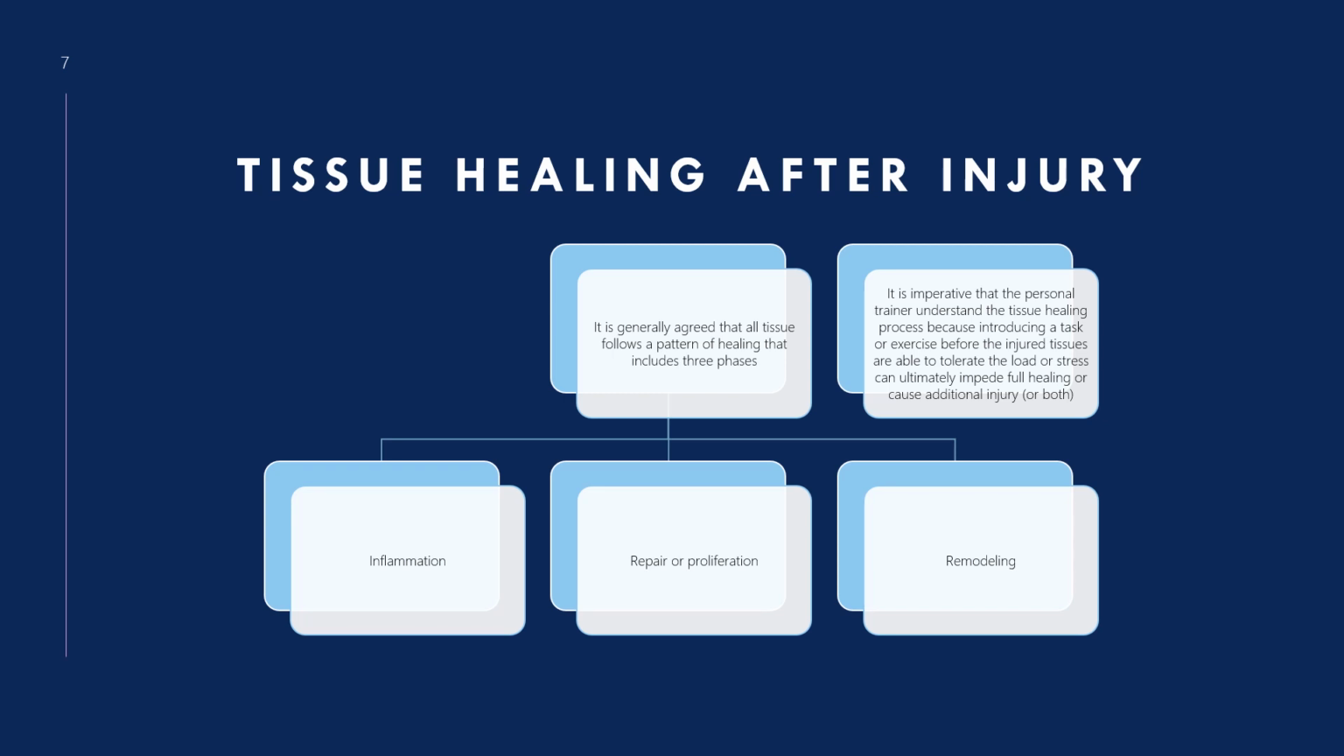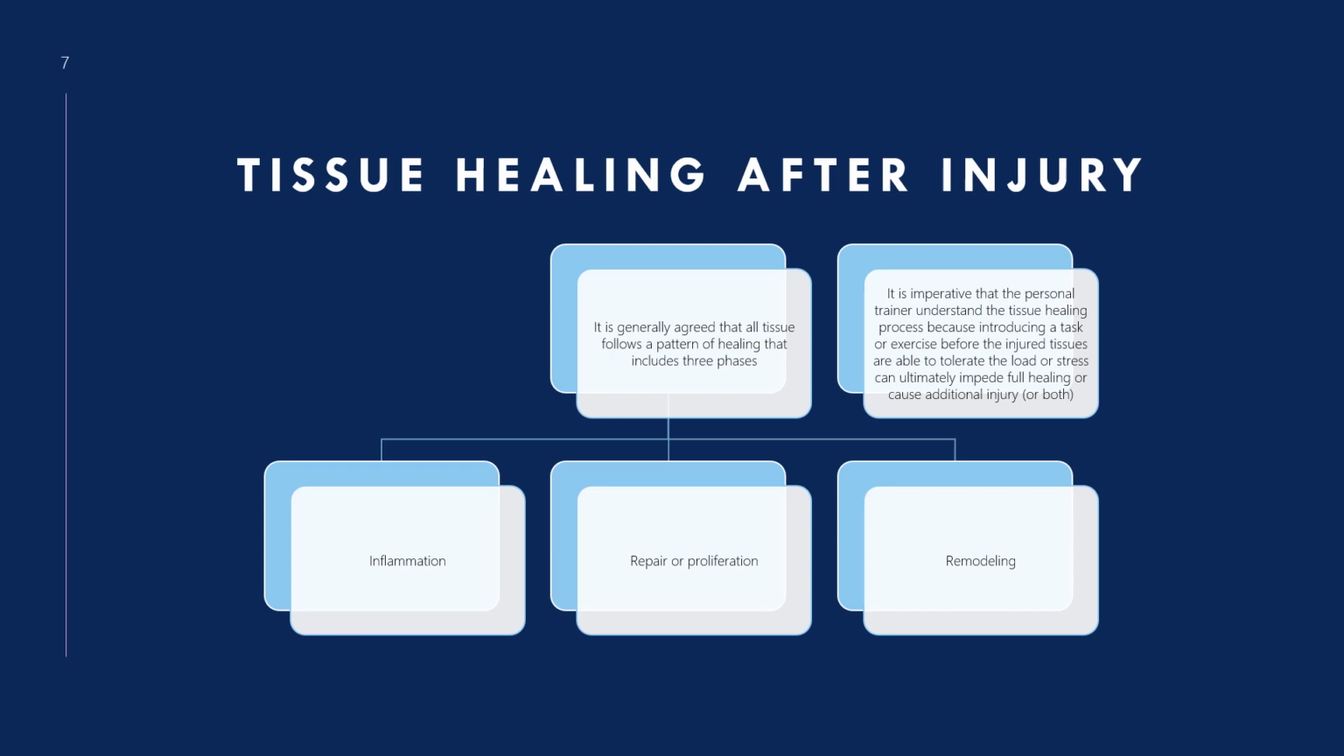Tissue healing is a complex and dynamic process that occurs in response to injury. The body's natural healing mechanisms work to repair and restore damaged tissues. The healing process typically involves 3 overlapping phases: inflammation, proliferation, and remodeling. Here's a general overview of tissue healing after an injury. The inflammation phase. This is immediately following an injury.